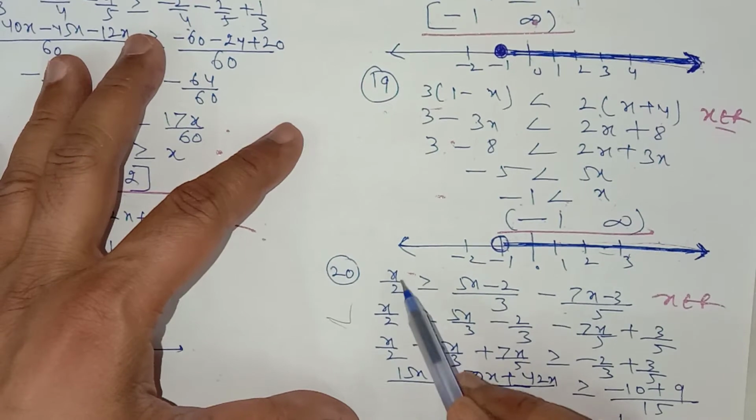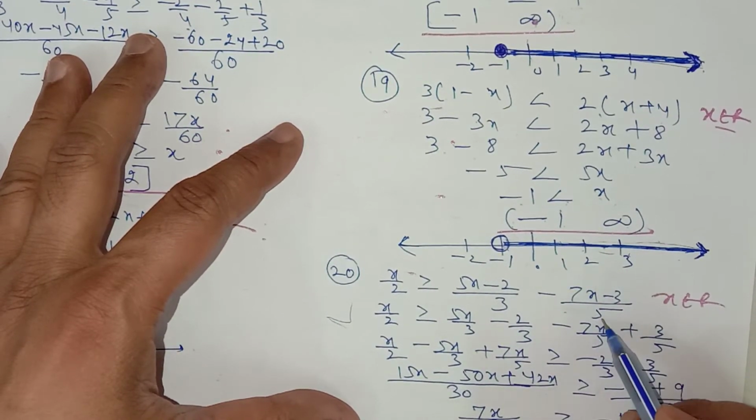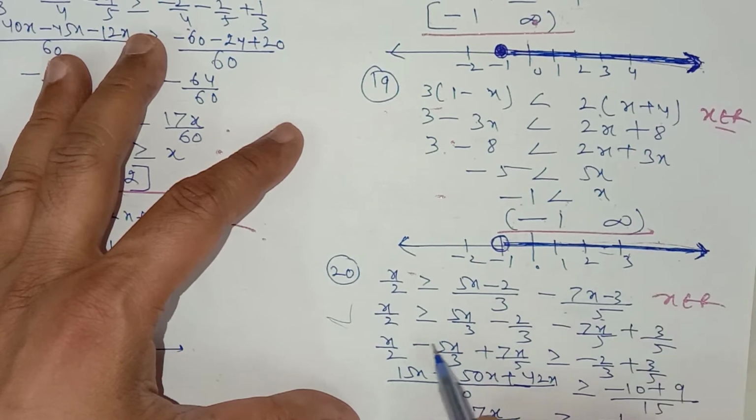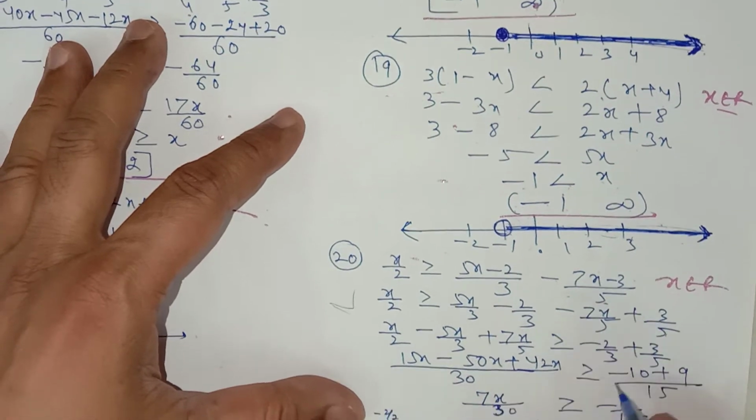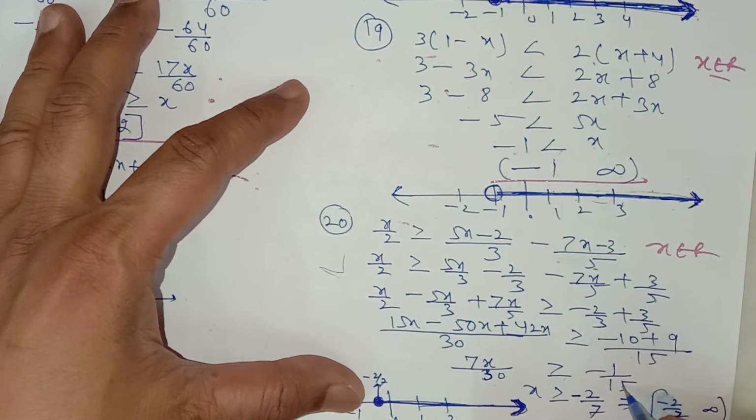In question number 20, x upon 2, so the fraction here, 5x upon 3 minus 2 upon 3 minus 7x upon 5 plus 3 upon 5. Break this fraction like this. Take the variable to the same side, constant to the right hand side, simplify, and you are getting this 7x upon 30 greater than equal to minus 1 upon 15.